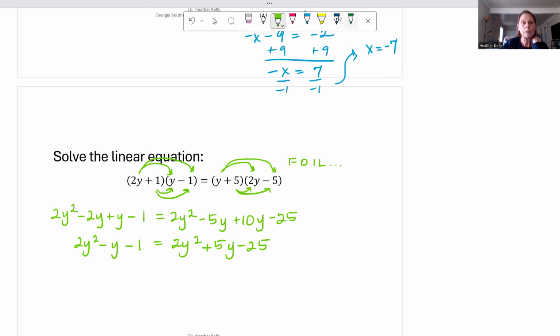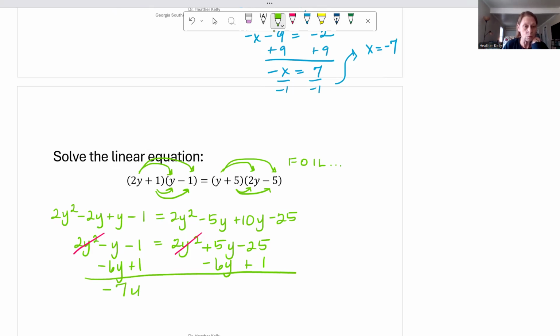And now you may notice here that we've got the exact same thing, 2y squared and 2y squared on both sides of the equal sign. So those are going to cancel out. Now, if you don't see that they'll cancel out, you can think about subtracting one of them over and they will cancel out. So let's see what we're left with here. Looks like we need to subtract a 6y from both sides and add a 1 to both sides.